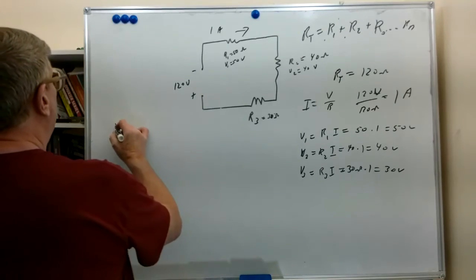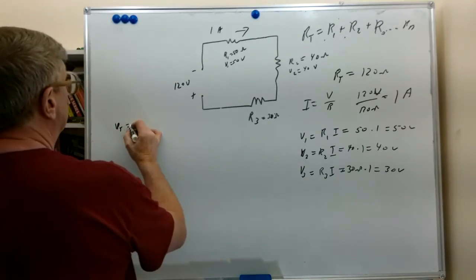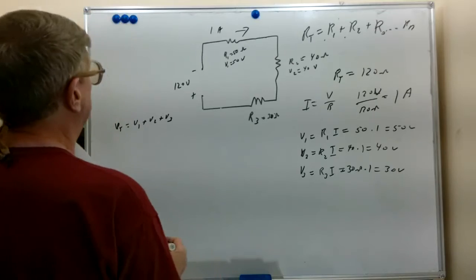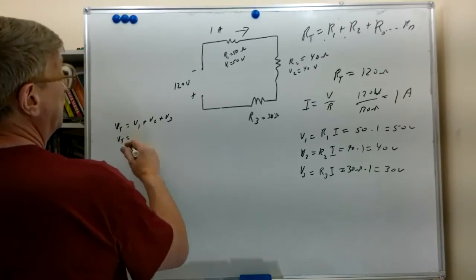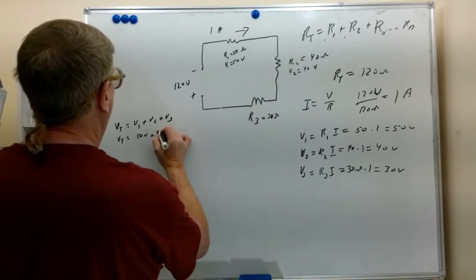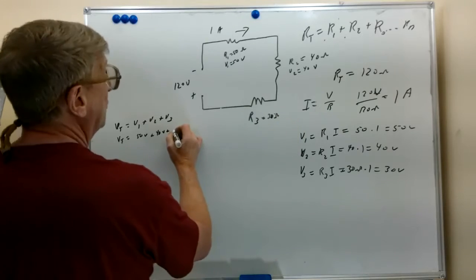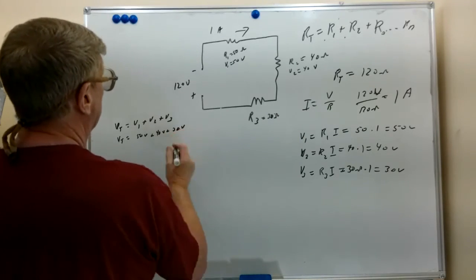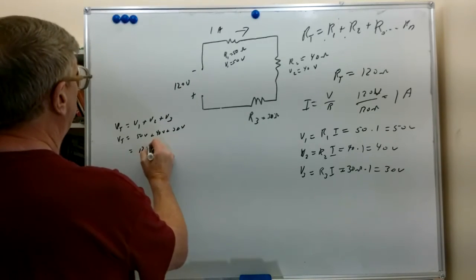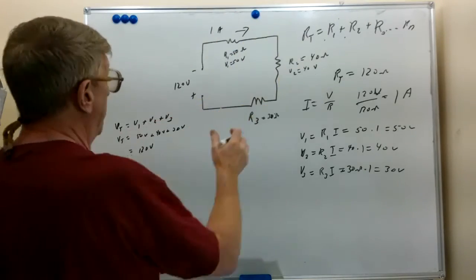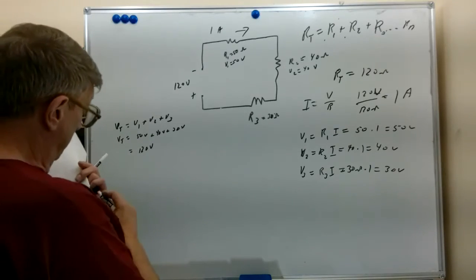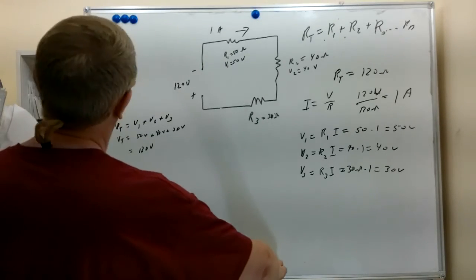Now if we apply our V total, our series voltage formula, we have that VT equals V1, which is 50 volts, plus V2, which is 40 volts, plus V3, which is 30 volts. So we just calculate all of those. And that basically adds up to 120 volts, so the total IR drops across the loads is equivalent to the 120 volts supply. That's the circuit running along happily.